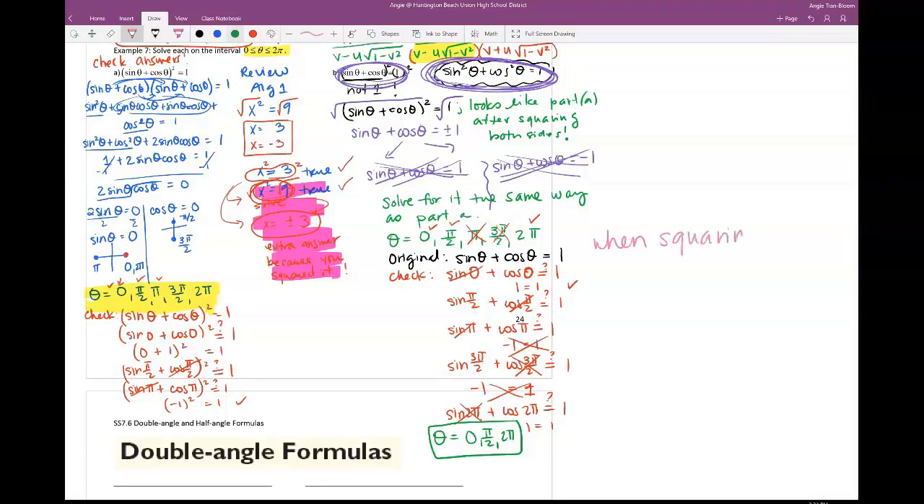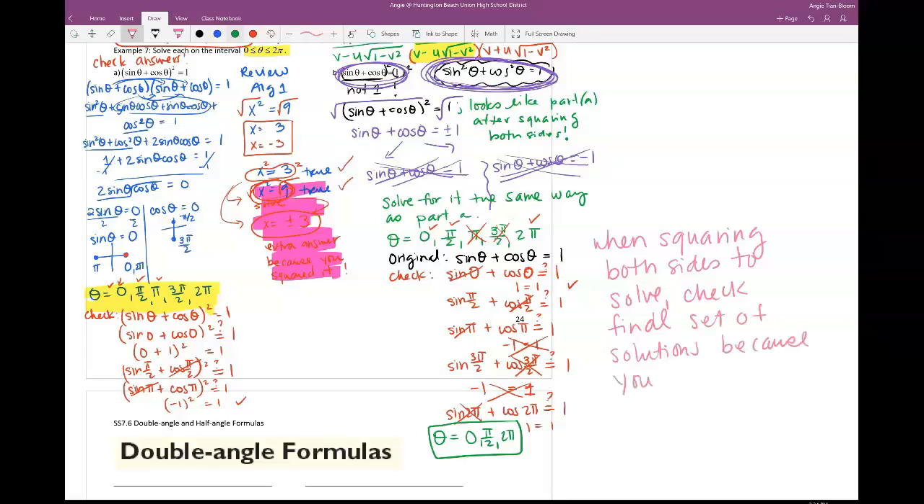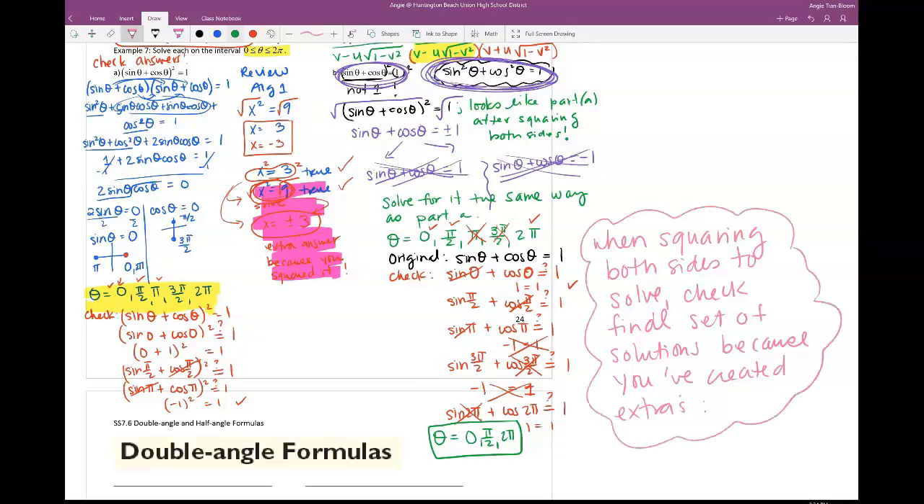So when squaring both sides to solve, check the final set of solutions, because you have created extras, okay? Because you squared both sides, now you have created extras. That means you need to test which ones are the extra ones that don't belong in the original, okay? All right, so this is the end of our 7.5. Yay!